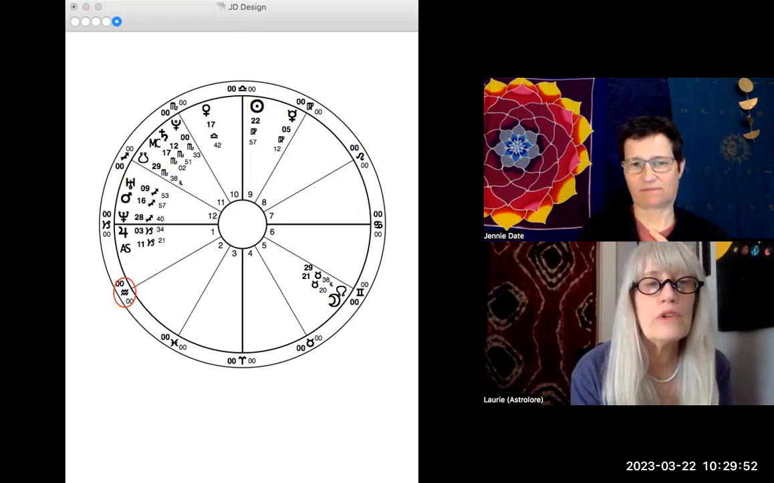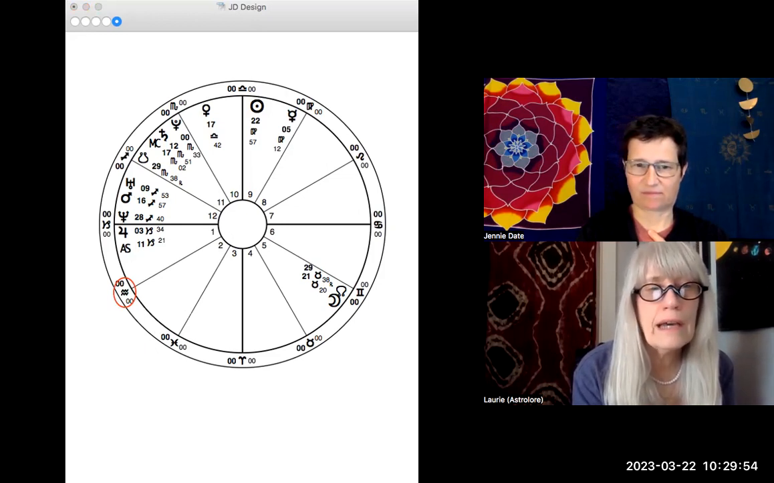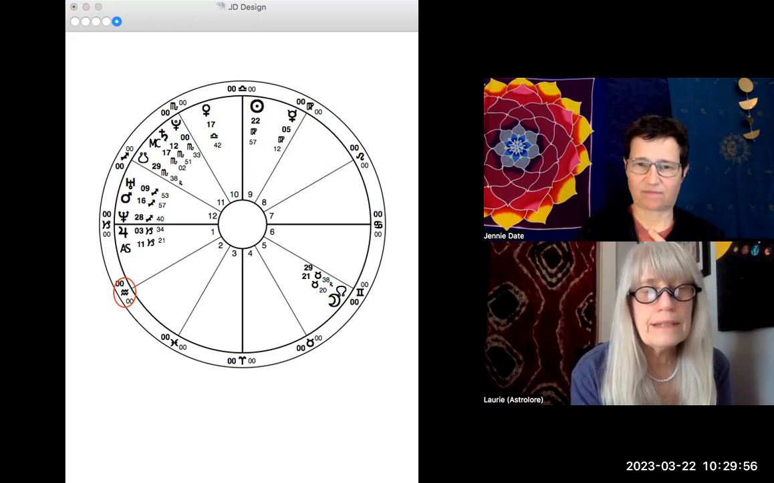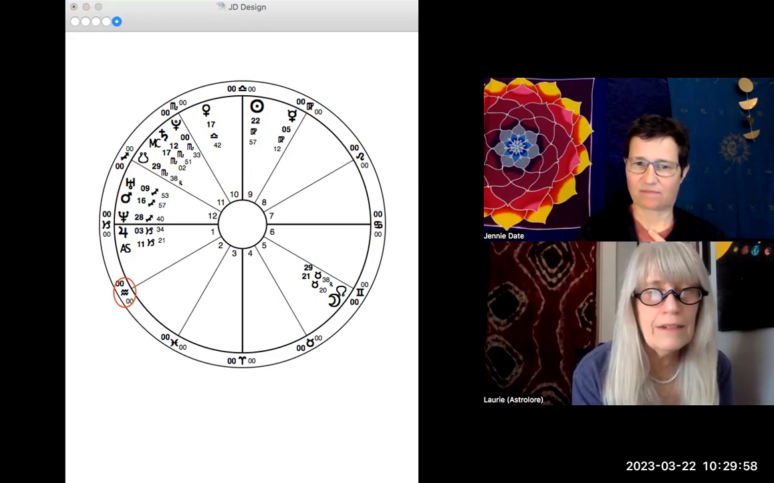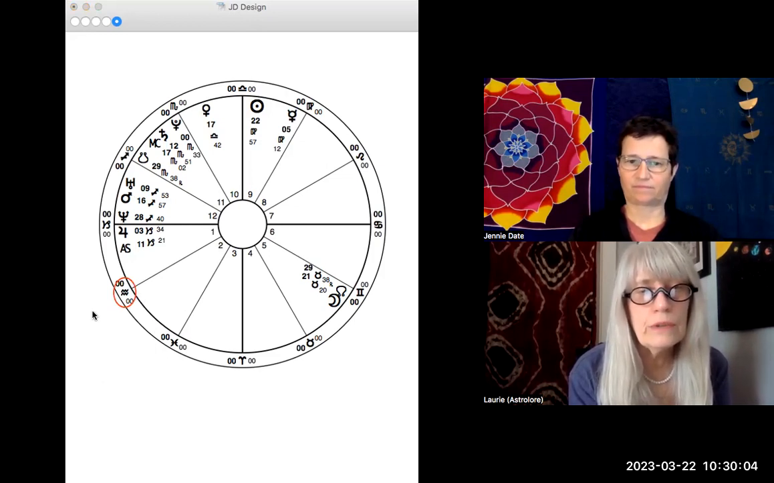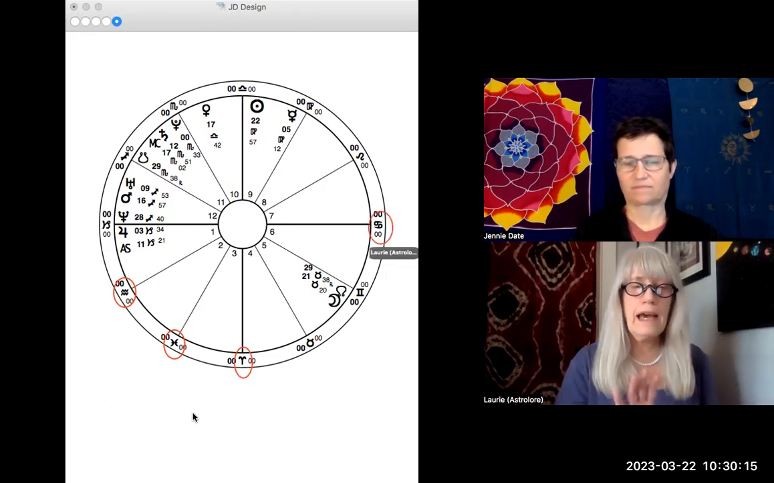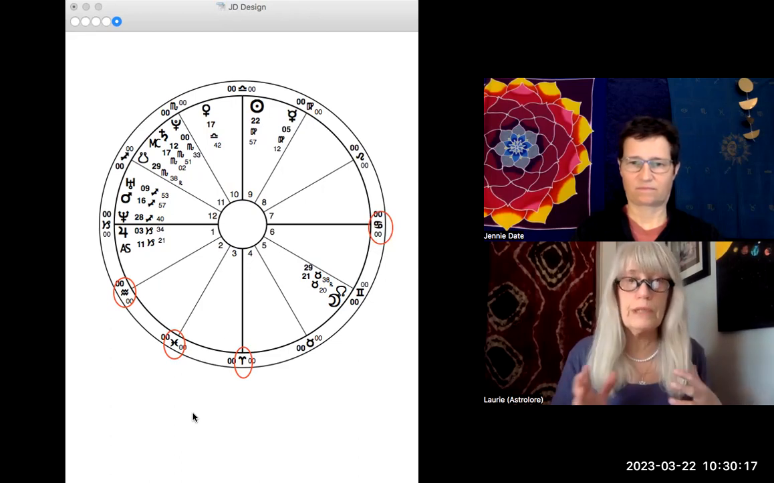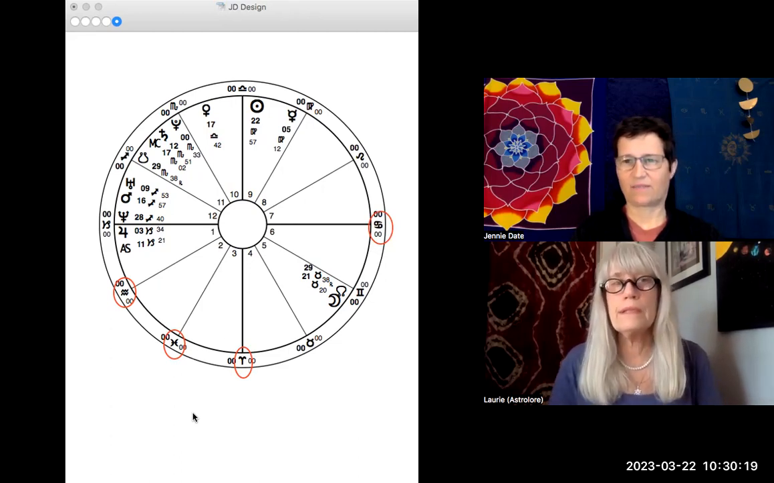Here's the other thing you want to remember. The sign that is on the cusp of the house, the beginning of the house, Aquarius is in this entire house. So you want to find Aquarius, Pisces, Aries, and Cancer. For this person, these are the houses where energies are really changing in their life.